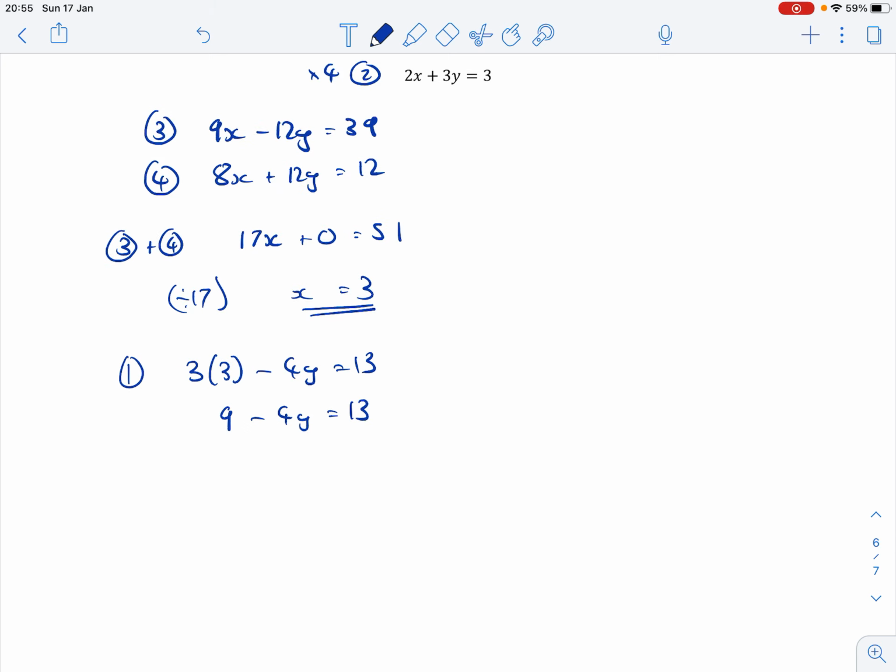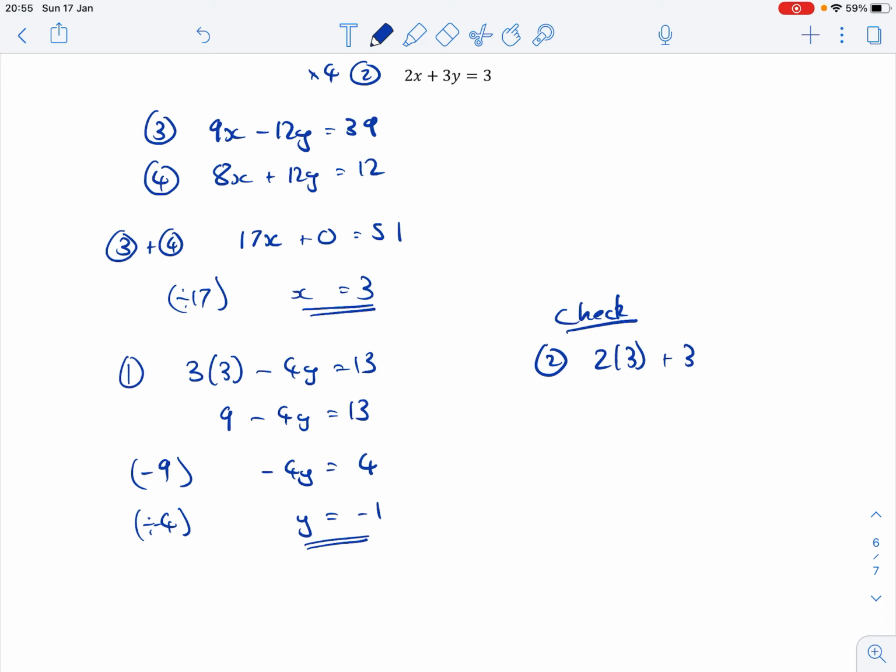We could do this in many ways. Let's just subtract 9 from both sides, so you get negative 4y is equal to 4. And then divide by negative 4, which is going to give me y is equal to negative 1. A few ways you could do that. So again, we're going to check carefully. We're going to take equation 2. 2 times 3 plus 3 times minus 1 should equal 3. 6 minus 3 is equal to 3. And again, we've got it right. So our final answers: x equals 3, y is equal to negative 1.